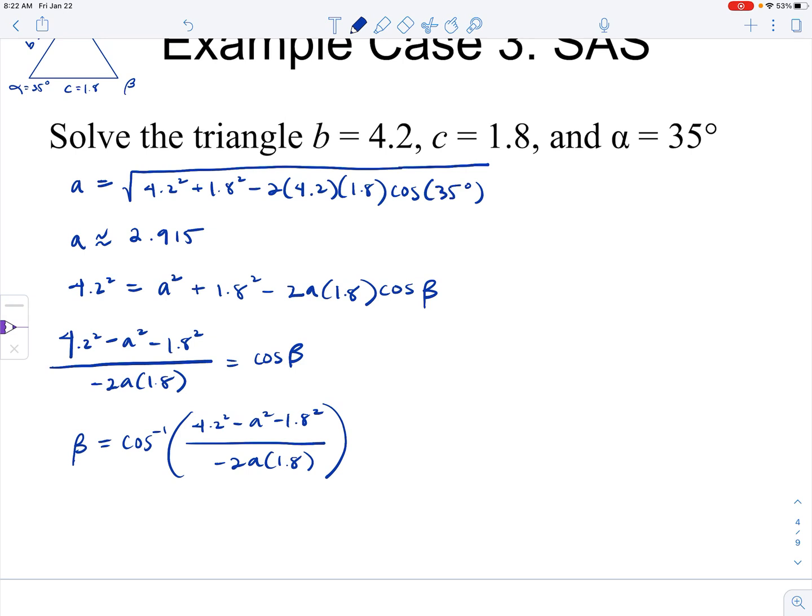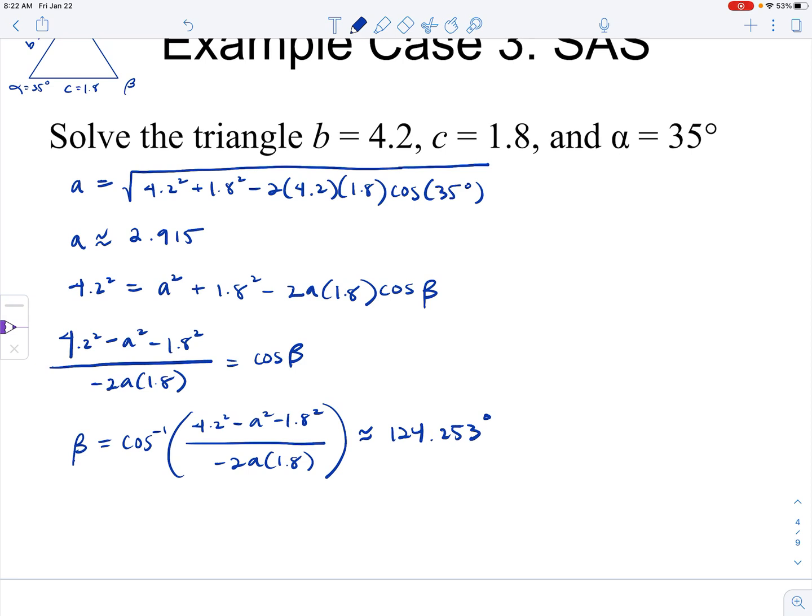So typing this, making sure you're in degree mode, represents the exact value of the angle beta. Type that into your calculator, store it, and then hit enter. The approximation is 124.253 degrees.